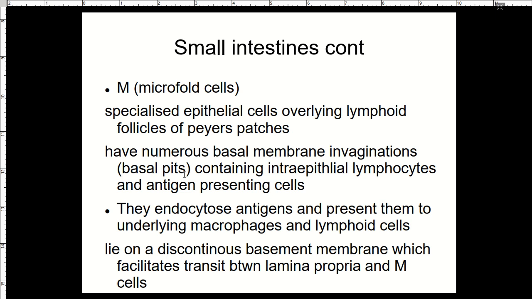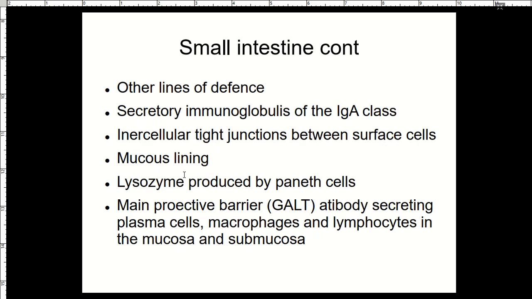We spoke of the M cells. We said these are specialized epithelial cells that overlie lymphoid follicles of Peyer's patches. They have numerous basal membrane invaginations, which are called pockets, right? That present antigens to the antigen presenting cells, right? They lie on a discontinuous basal membrane which facilitates transit between the lamina propria and the M cell via those pockets, right?